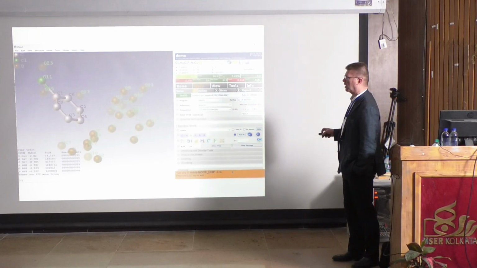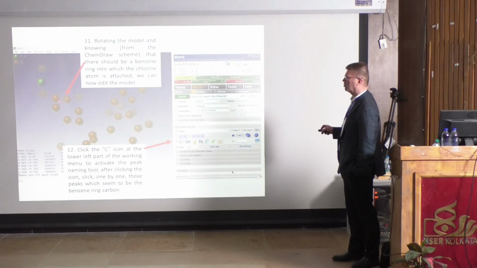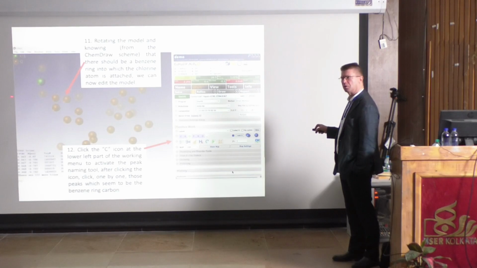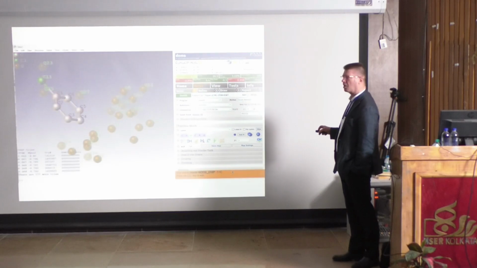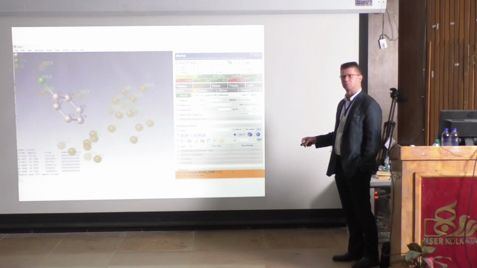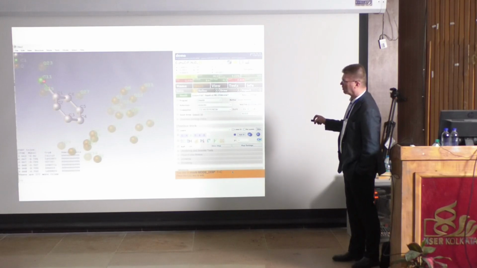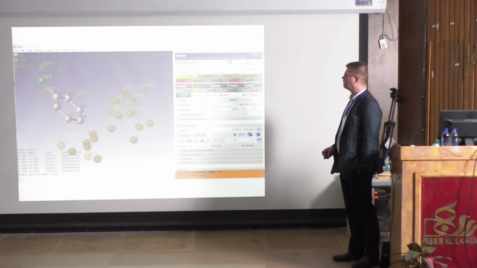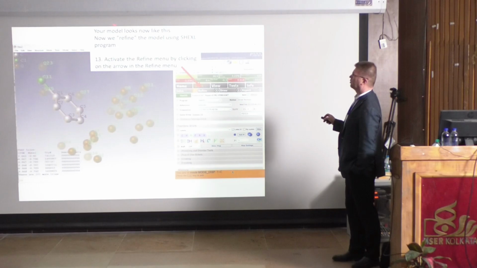And now you notice what happened. When I go backwards, look, there is no bond, because it doesn't know what atom this is. But immediately when we assign that atom there as a carbon, it knows that, okay, the bond distance here is suitable for a carbon-chlorine bond, and it draws the bond. So now we have a chlorine atom attached to a benzene ring. That's fine. Okay. Now the model looks like this.